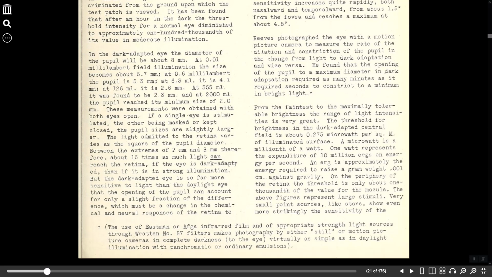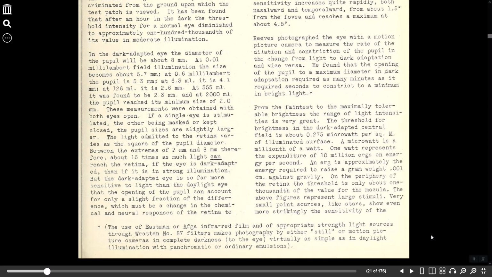From the faintest to the maximally tolerable brightness, the range of light intensities is very great. The threshold for brightness in the dark adapted central field is about 0.275 microwatt per square meter of illuminated surface. A microwatt is a millionth of a watt. 1 watt represents the expenditure of 10 million ergs of energy per second. An erg is approximately the energy required to raise a gram weight 0.01 centimeters against gravity.